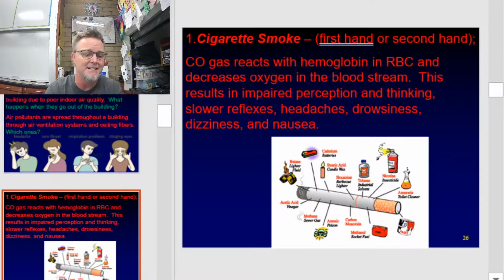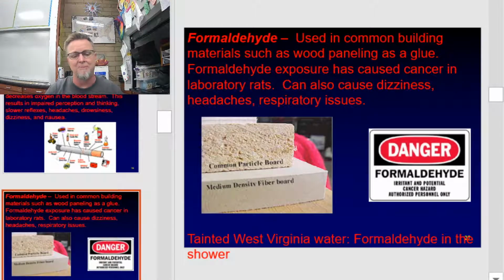Carbon monoxide is a gas, remember, that reacts with your hemoglobin in your red blood cells and can lead to slower reflexes, headaches, drowsiness, dizziness, and nausea. Formaldehyde inside your home is used commonly in wood paneling and glue and furniture and carpet and all kinds of stuff like that. So the amount of formaldehyde that you're exposed to really depends on what kind of things you have inside your house. At the end of the day, it too can cause dizziness, headaches, and respiratory distress or issues like asthma and bronchitis.